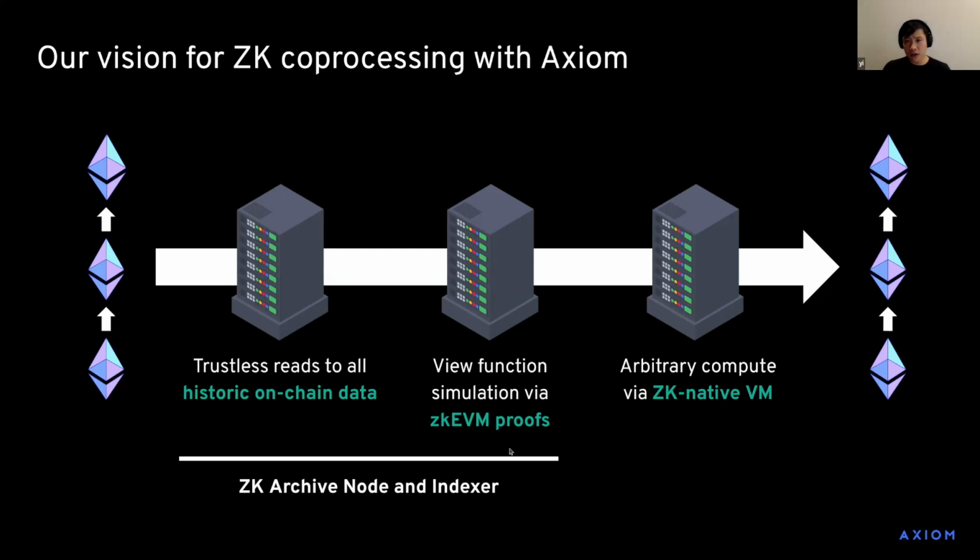Once we finish that, we think that the best way for developers to actually read that data is to do view function simulation using the ZK EVM. So that would entail basically having a type 1 ZK EVM that's compatible with all historic blocks on Ethereum. So if we're able to do the first 2 steps, what we would have is an archive node that's essentially running in ZK. And finally, although we think developers will want to read the history of Ethereum using view functions, we think that the actual compute on top of that should happen using a ZK native virtual machine. And so we're exploring different options in that direction today.